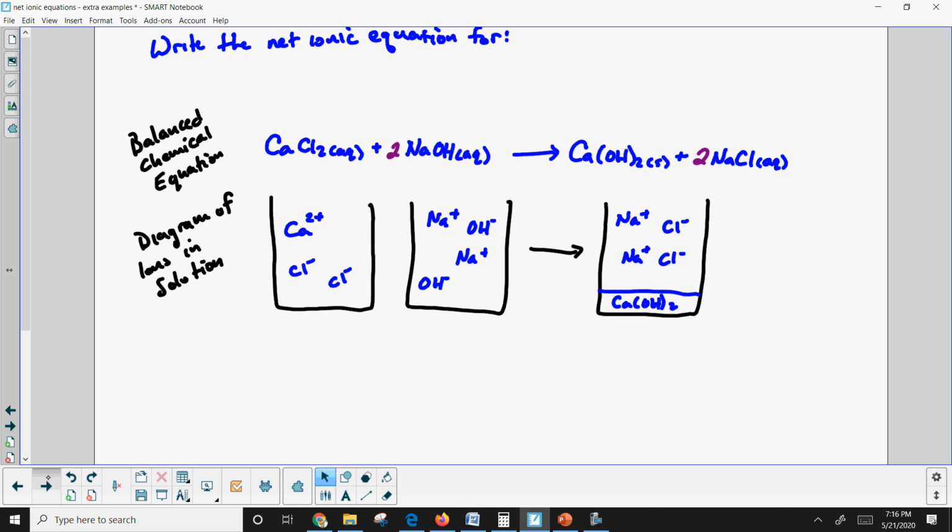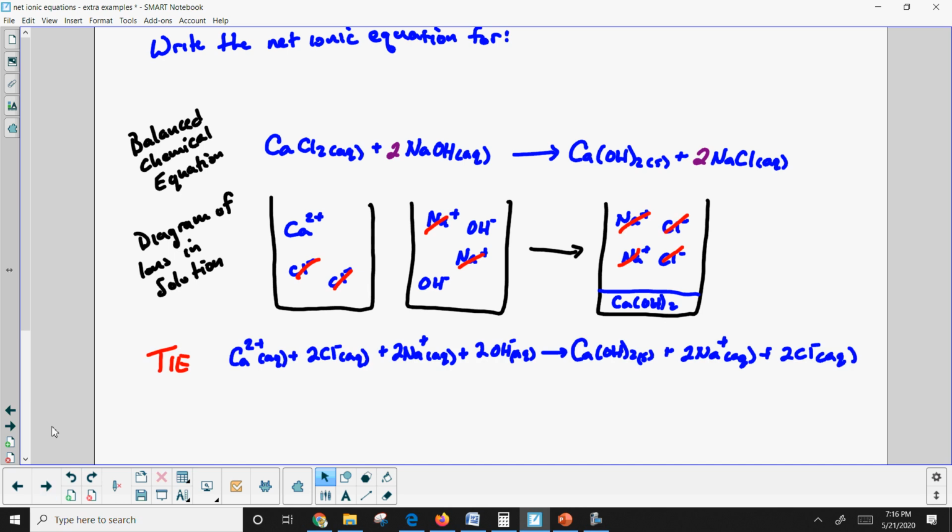And then we write down the total ionic equation. We simply list all of the ions that are here. So I'm going to have here, again, 2 chlorine ions, 1 calcium ion. Here we're going to have 2 sodium ions, and then 2 hydroxide ions. And again, we separate the ions, or dissociating, so they are floating around the solution.